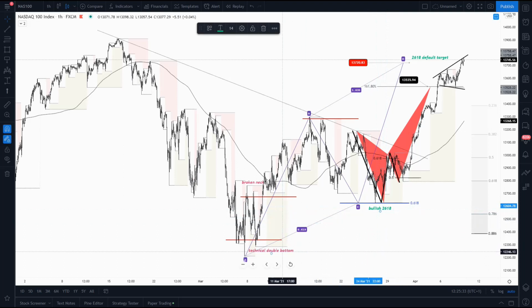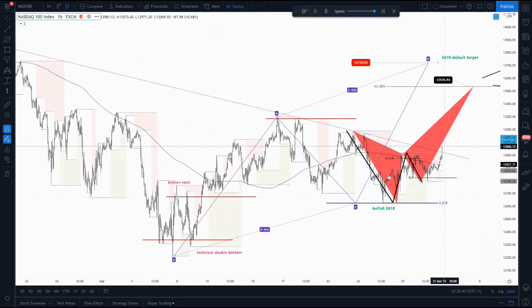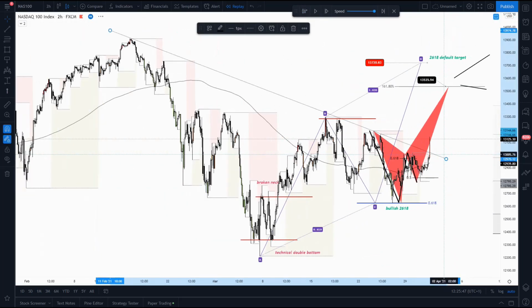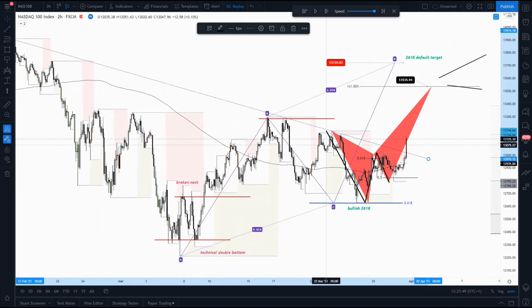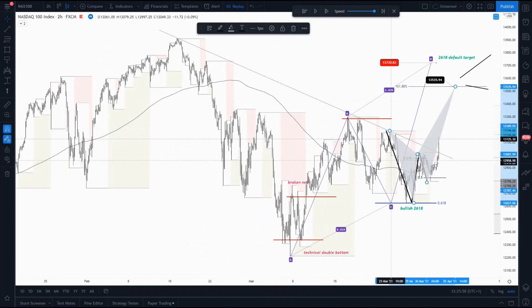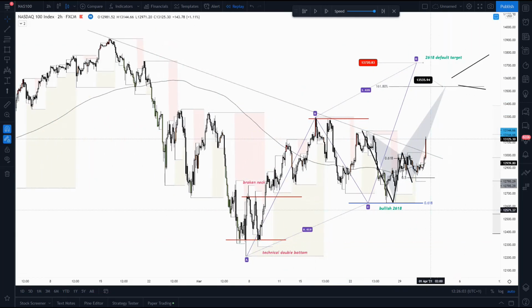I shared this morning on Twitter a chart that I shared once the price was trying to break this trend line resistance. So we have this resistance covering those highs, and the price was threatening the breakout of that structure. So I shared that as a possible breakout above the structure, saying, okay, if that happens, eventually the market will target the default target for the bullish 2618 formed below.